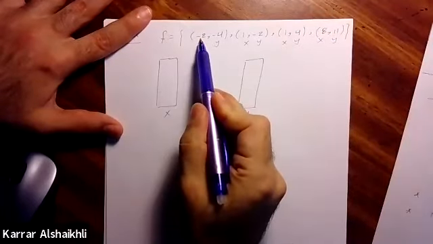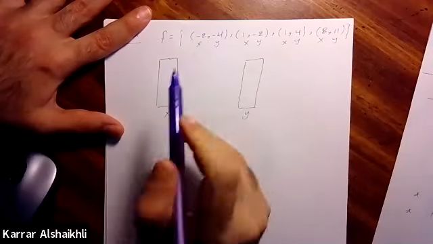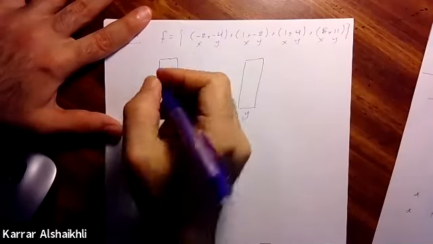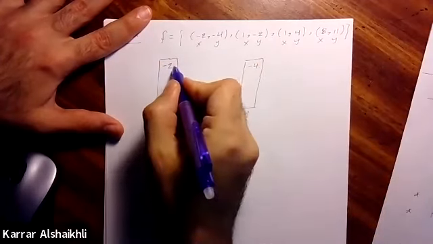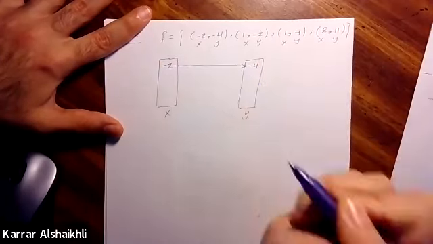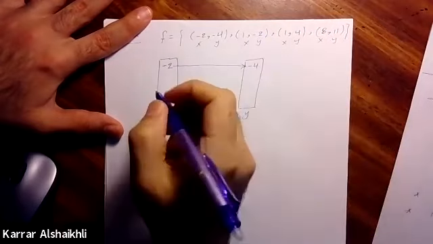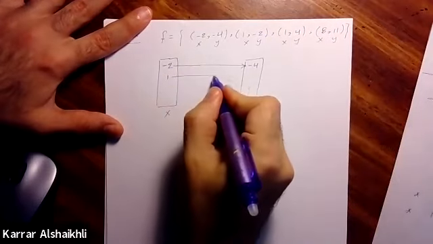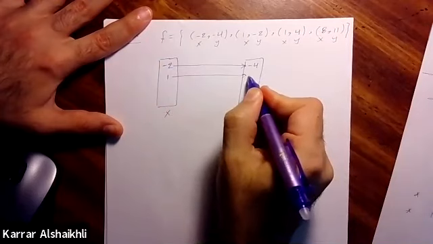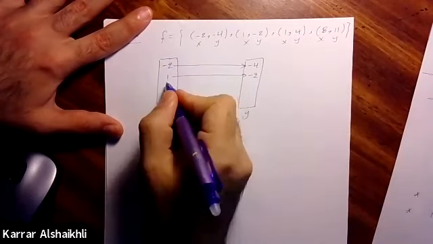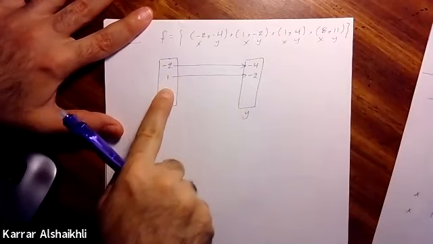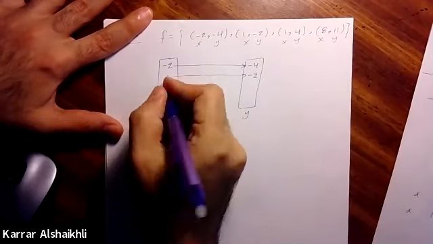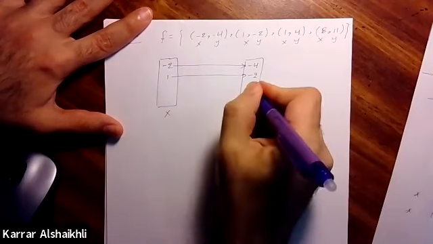So -2 goes to -4. 1 goes to -2. I'm not gonna repeat the 1 because I already have 1 here, I'm not gonna write down another 1. 1 goes to 4.